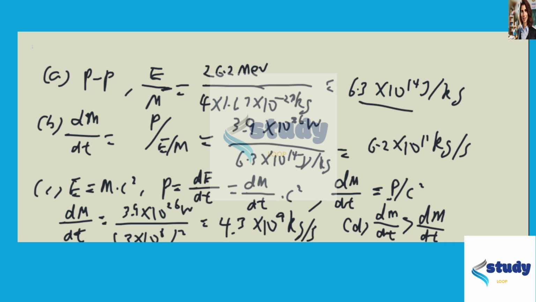And for the last part E, we want to find out the time when the sun has lost 0.1% of its mass. So the total time t equal to 0.1% of the total mass over dm over dt. So we utilize the result from part C over here. Okay. So you can actually find that the result is 1.5 times 10 to the 10th years.